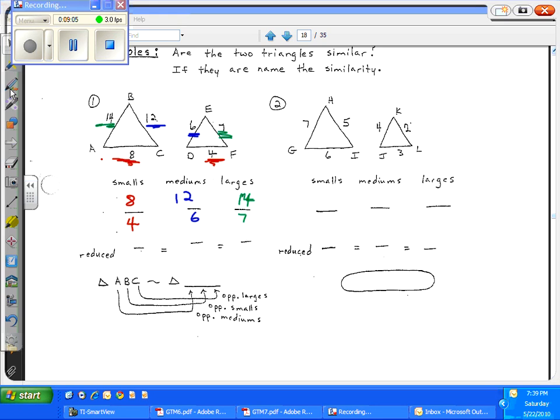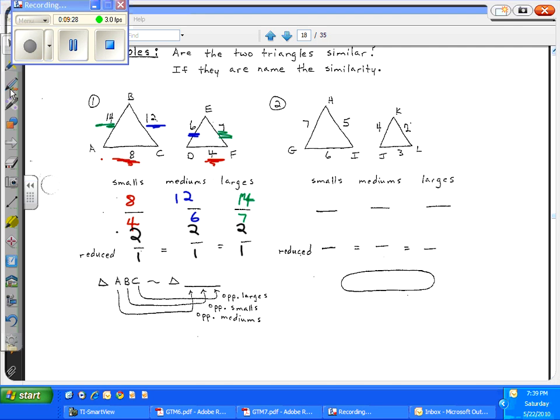So we would put 14 over 7, and reduce. Now 8 fourths reduces to 2 over 1. 12 sixths reduces to 2 over 1. And 14 sevenths reduces to 2 over 1. They all come out equal. Therefore, the sides are in proportion. Therefore, they're similar by side, side, side.